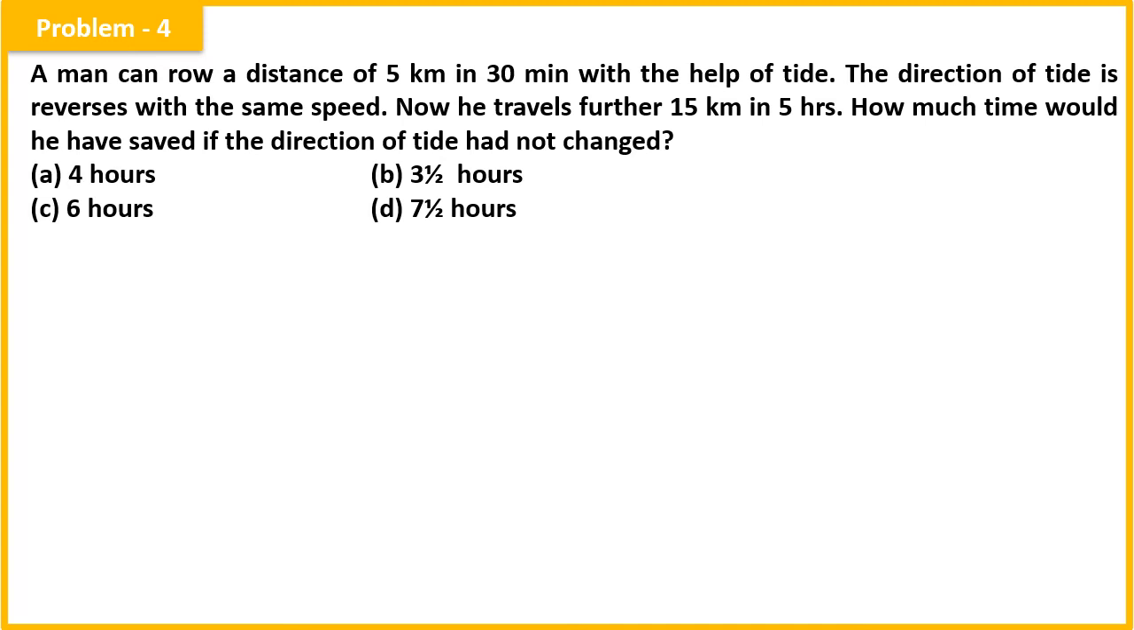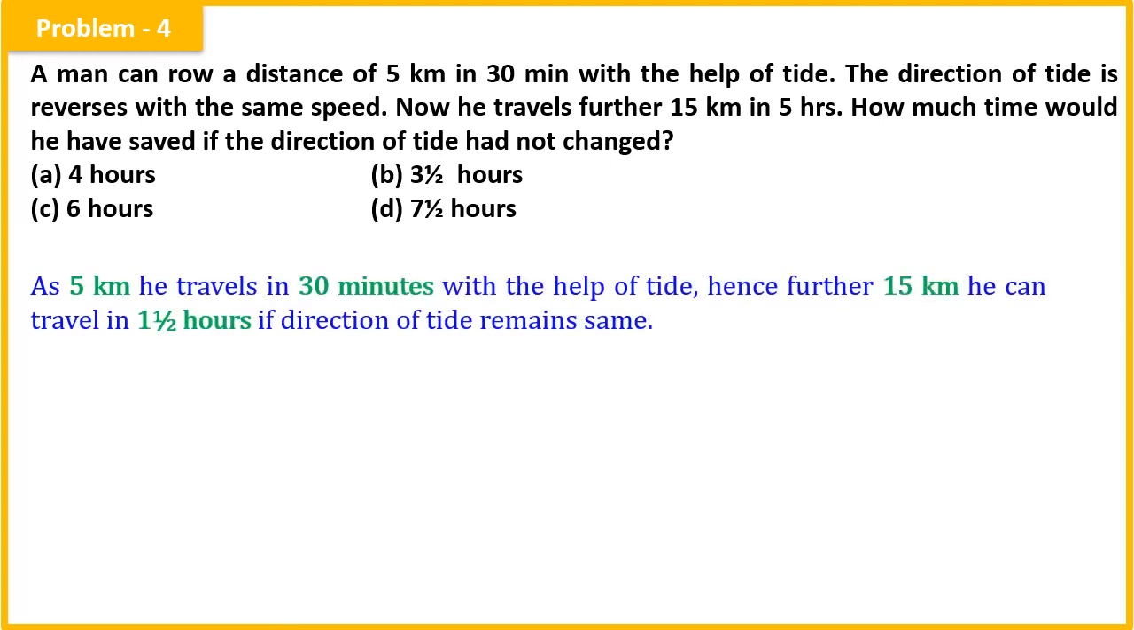Okay. Here we don't require much calculation. It is very simple and straightforward question. As 5 kilometers he travels in 30 minutes with the help of tide. Hence, it's obvious that further 15 kilometers he can travel in 3 into 30, that is 90 minutes or 1.5 hours if the direction of tide remains same.